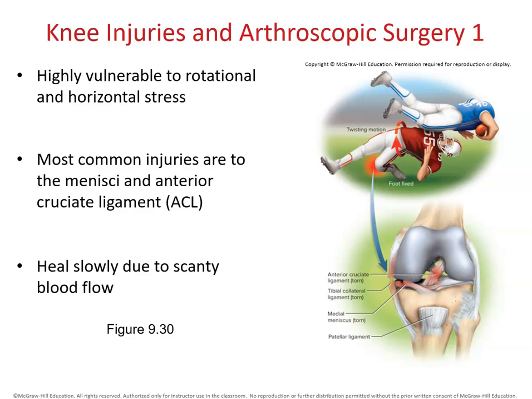So our knee is really vulnerable to injury. Torn ACLs and damaged meniscus are two of the most common types of injuries. One of the reasons these injuries heal so slowly is because there's not a lot of blood flow to those cartilage structures. Remember that cartilage is generally avascular.